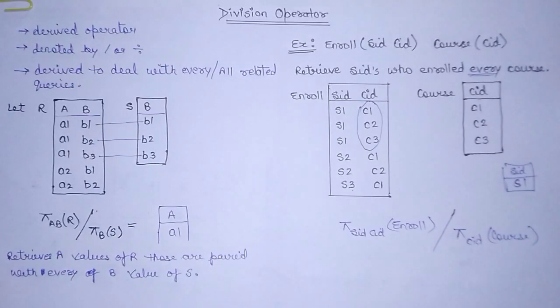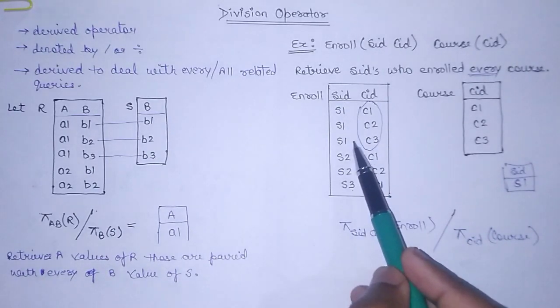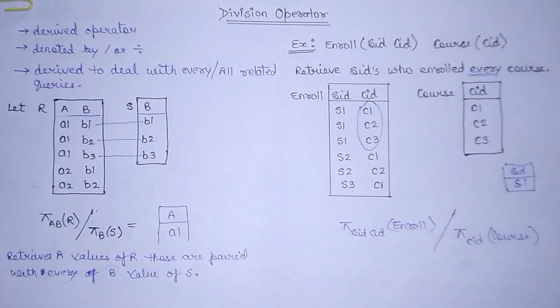S1 is the only one which is enrolled in every course. You can see that S1 is the only one which is enrolled in every course. So this is how this division operator works. Now let's see how actually it works. So this is our derived operator, and how internally we are using the basic operator.